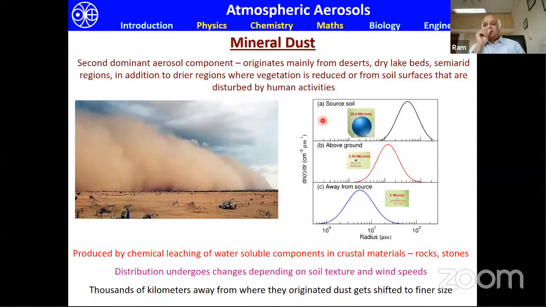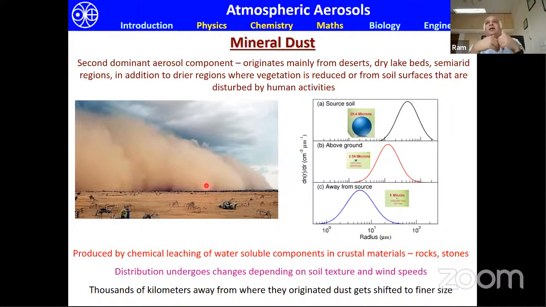The second dominant aerosol component, namely mineral dust, originates from deserts, dry lake beds, semi-arid regions, in addition to drier regions where the vegetation is reduced or from soil surfaces that are disturbed by human activities. So the dust particles are essentially produced by chemical leaching of water-soluble components on crustal materials such as rocks and stones.